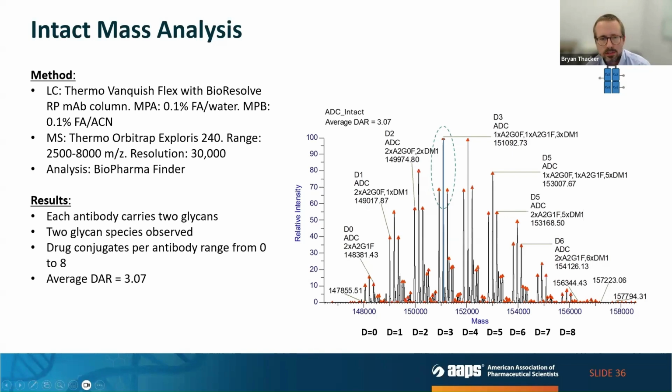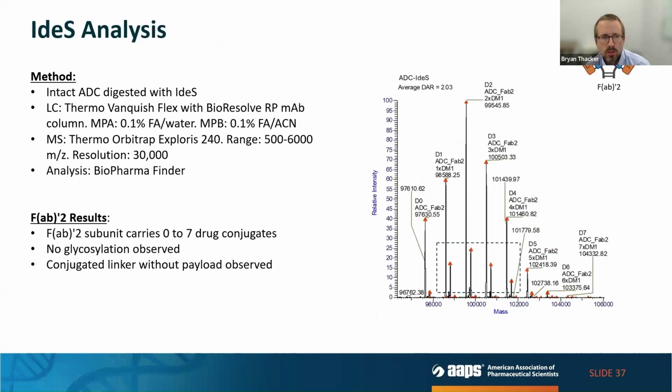Okay, let's go to the next slide. Here we're showing some representative data of an ADC after it's been digested with the IdeS enzyme. Again, this is an enzyme that cleaves very specifically at the hinge region of the antibody and liberates the F(ab')2 portion of the antibody from the Fc domains. As you can see from the figure on the right, the complexity of the masses that we see is quite a bit reduced.